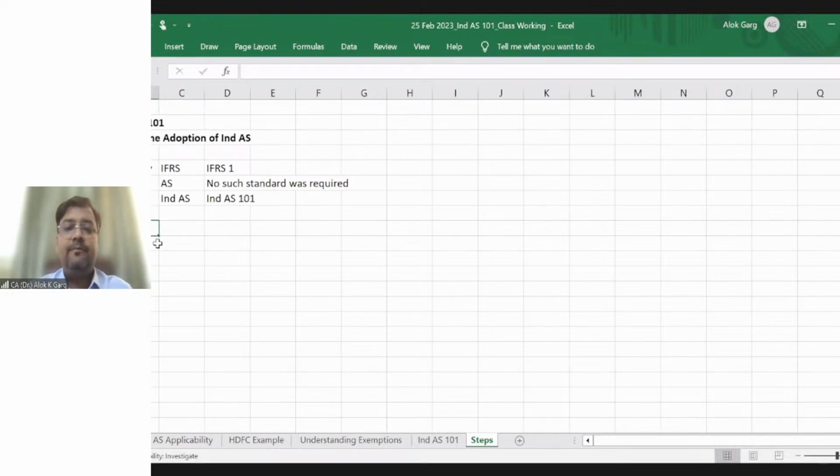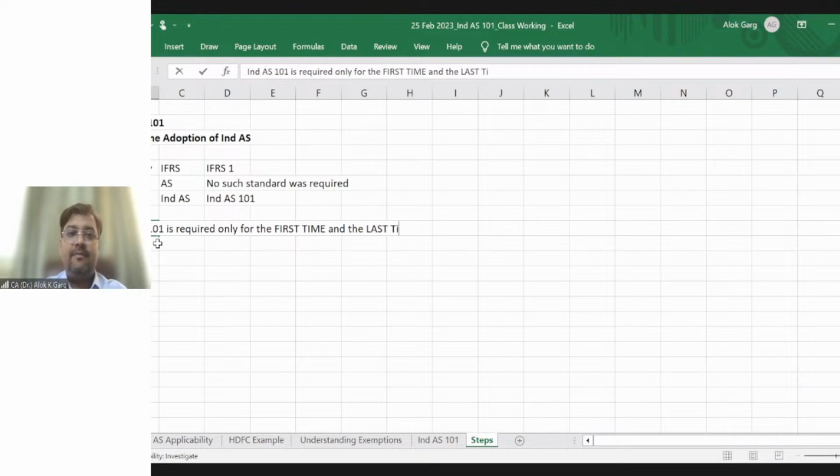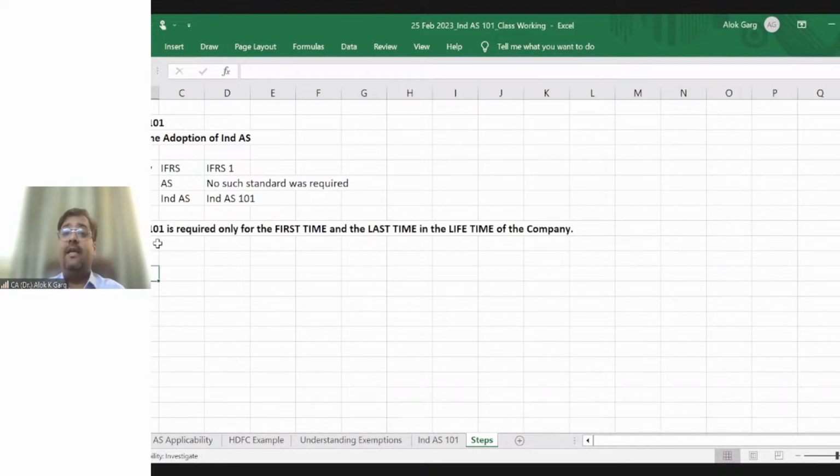Friends, before discussing Ind AS 101 and why Ind AS 101 has been taken up at the last, let me tell you, Ind AS 101 is a kind of standard which is required only for the first time and the last time in the lifetime of the company. What is the meaning of this statement? Ind AS 101 is required only for the first time and the last time in the lifetime of the company. What is the meaning of this statement?